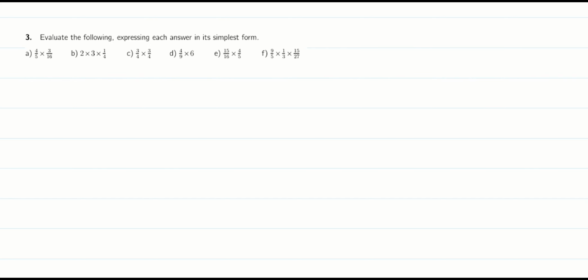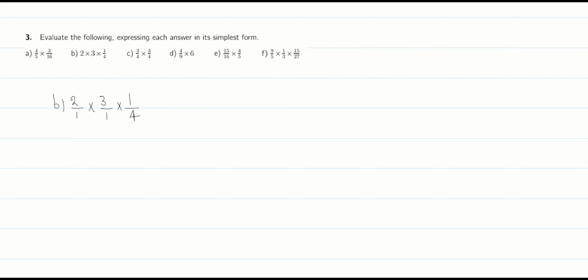Let's say that we want to solve b as an example. The first number is 2. That should be written 2 over 1 since we are dealing with fractions in here. The second number is 3. It can be written as 3 over 1. And the last number is 1 over 4. As I said, before proceeding with the multiplication, we want to see if we can simplify them.